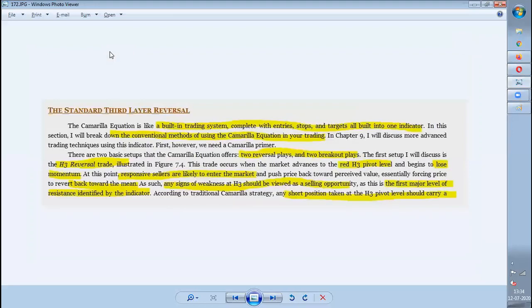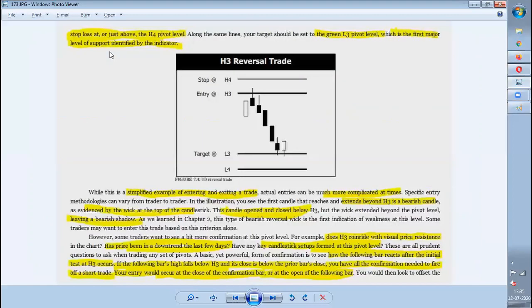He has explained how the H3 and L3 trades usually happen, and here he is going to explain each and every trade and each and every level properly. Initially he is going to start with the H3 reversal trade. Whenever you see any reversal or weakness at the H3 pivot, you can go for a target of L3 and your stop loss must be at H4, and the same goes vice versa for L3.